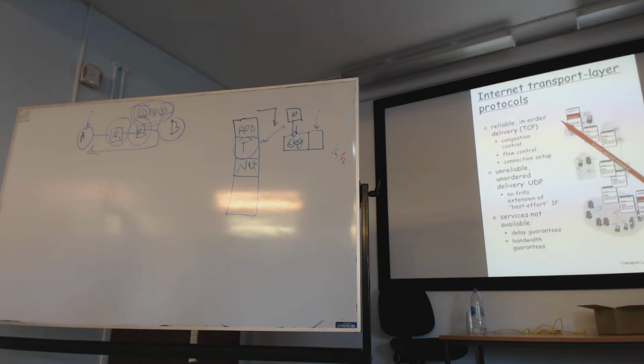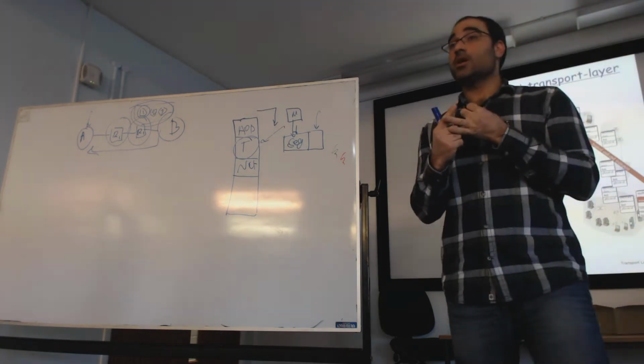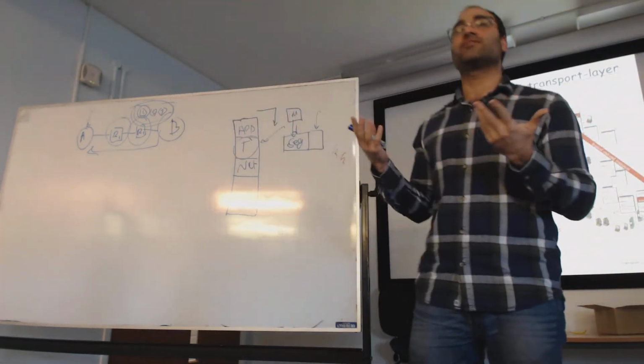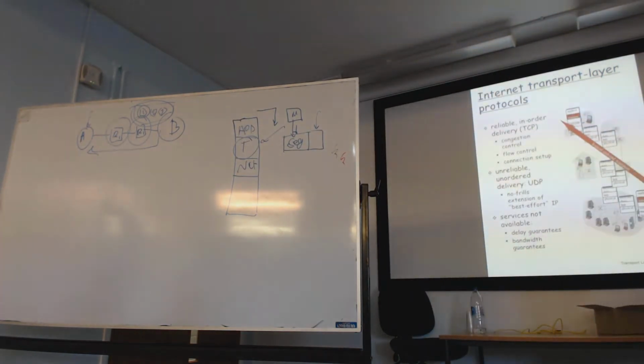The service may not be available. There can be delays. There can be bandwidth issues. I'll deal with that in the later stages: how can the delay be affected by providing a reliable or an unreliable service, or how can bandwidth be affected by those services. So each one of them will have advantages and disadvantages. Okay?